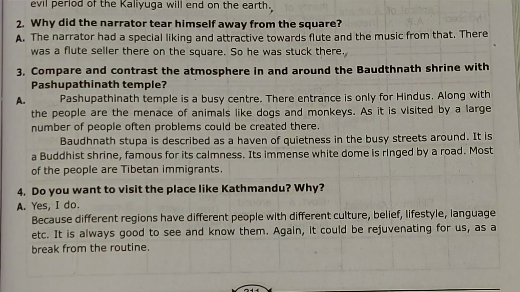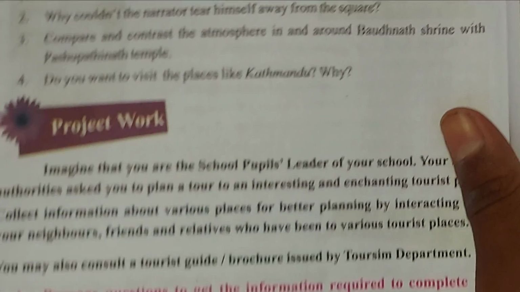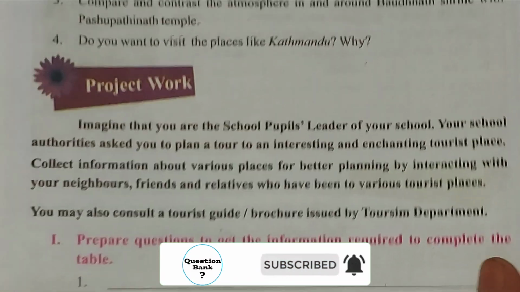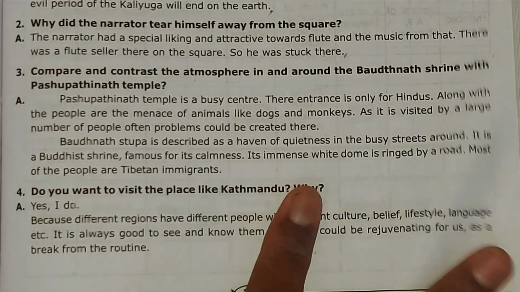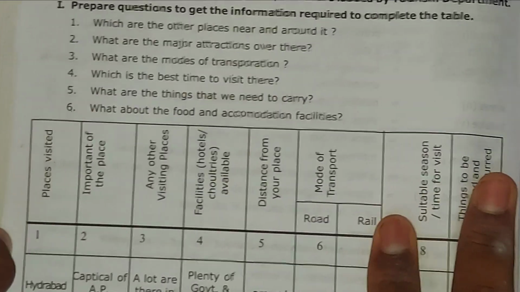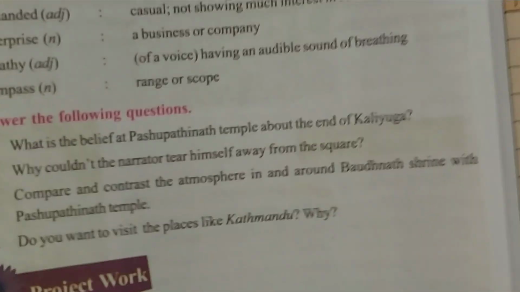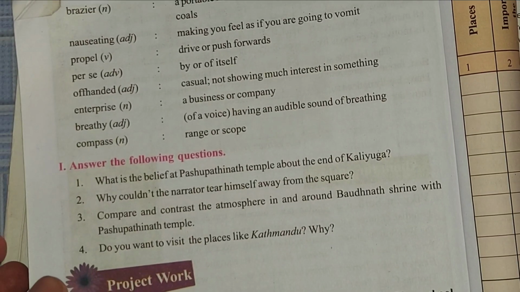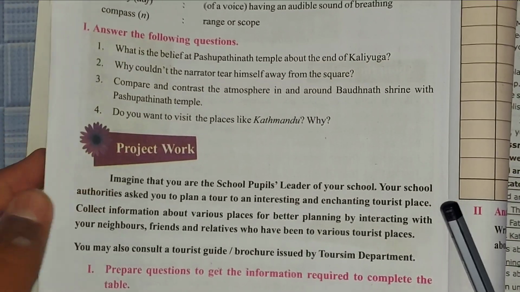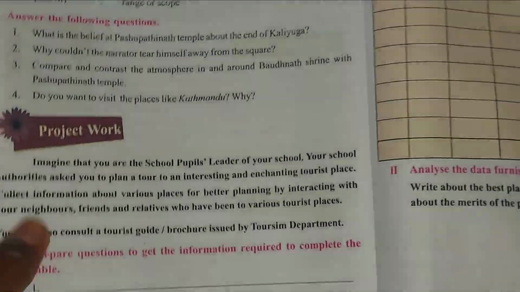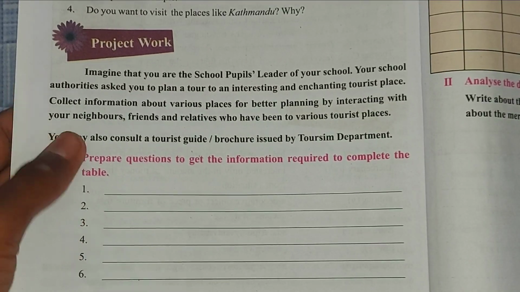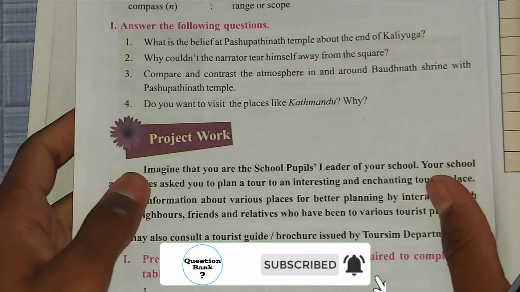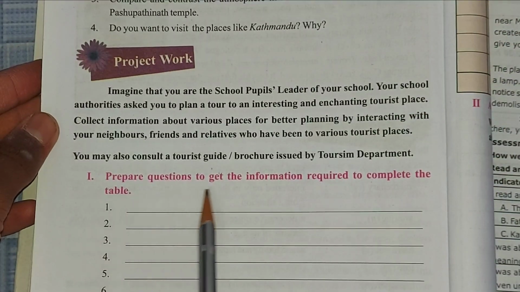Okay, so we'll go to the second bit, project work. You can see here in the textbook we have project work. Now turn the page and see. In project work we have 2 bits in total. You can see here in the textbook the first bit, and here we have the second bit. Now see the first bit question in the textbook.